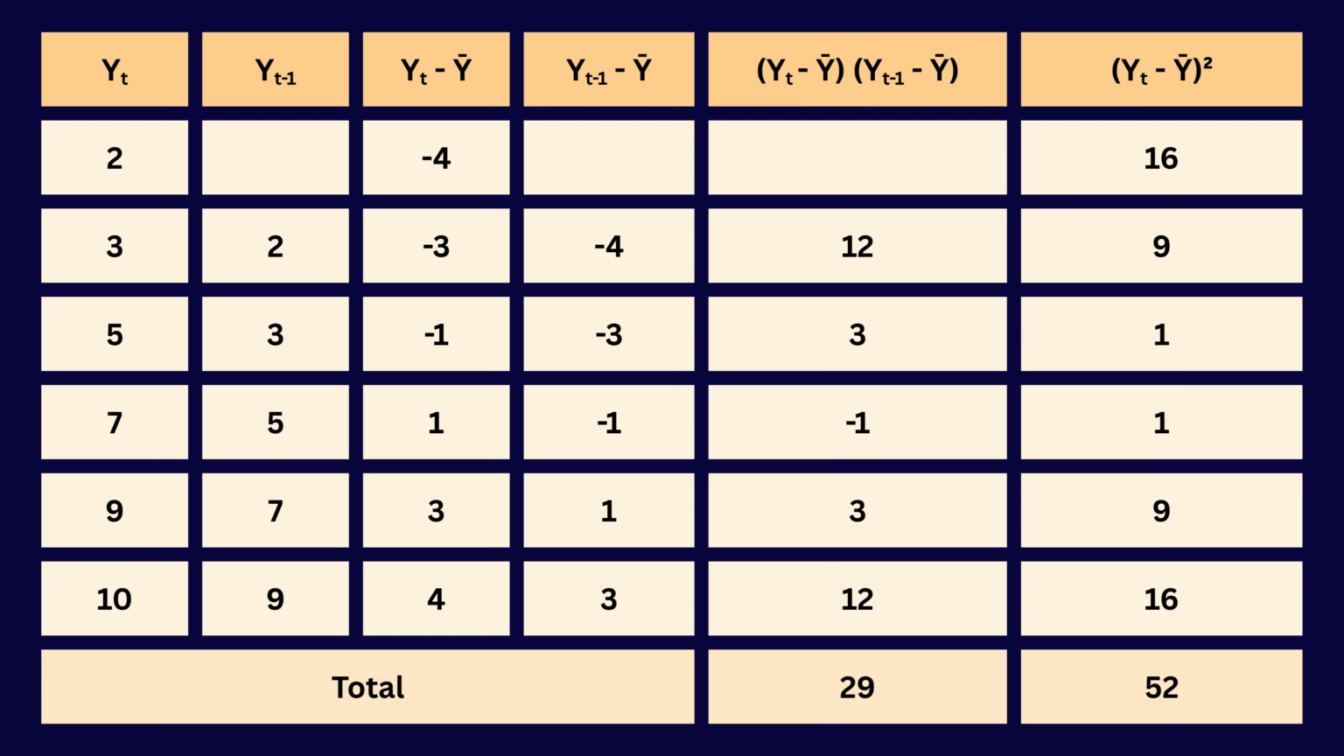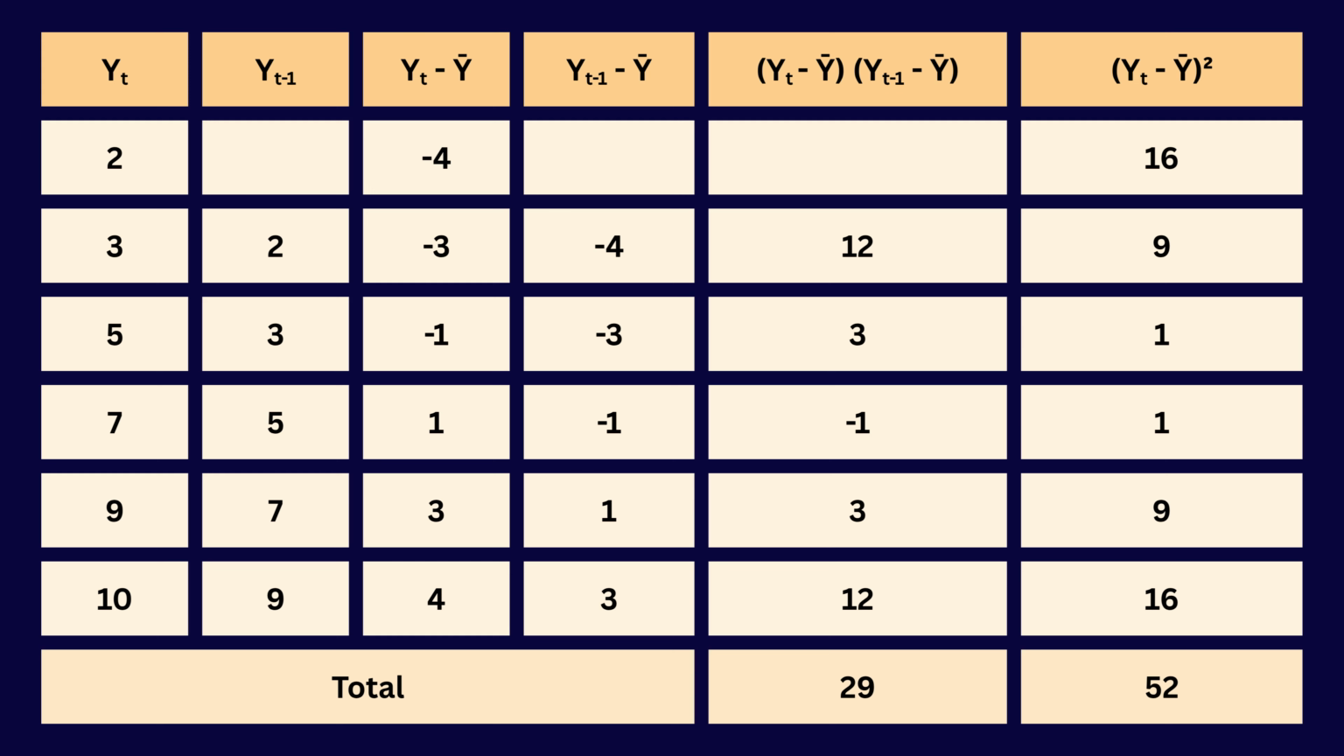Our fifth column is the multiplication of the third column and the fourth column. So you have to get the multiplied value. As an example, look at the second row. Our yt minus y bar value is minus 3, and the yt minus 1 minus y bar value is minus 4. Multiply together, minus 3 multiplied by minus 4, it is 12.